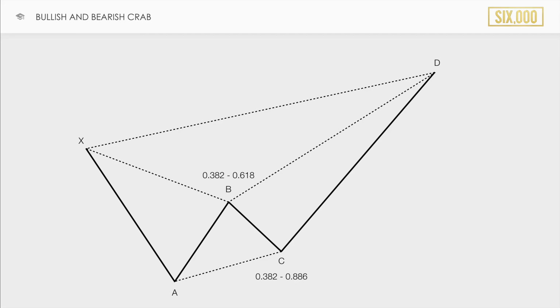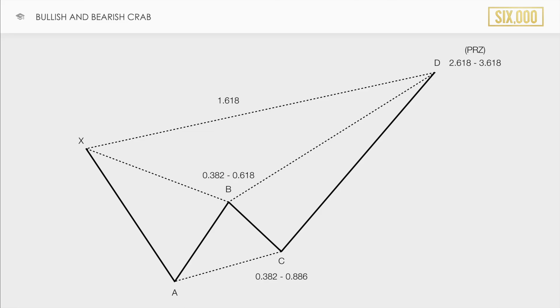Can't go too far beyond that measurement. The BC projection, we're looking at a minimum of 2.618. We really want to confirm that minimum measurement, and the maximum of 3.618. And the X to A projection, of course, this is an extended formation. We're looking at a 1.618, and this is an X to D measurement.